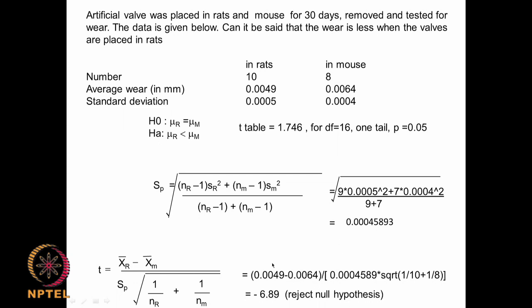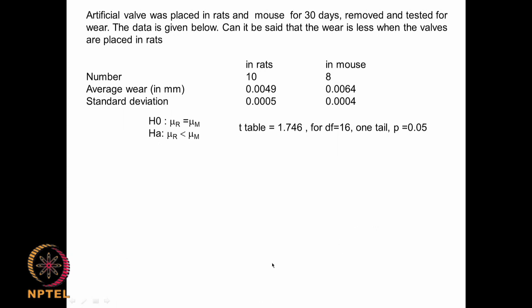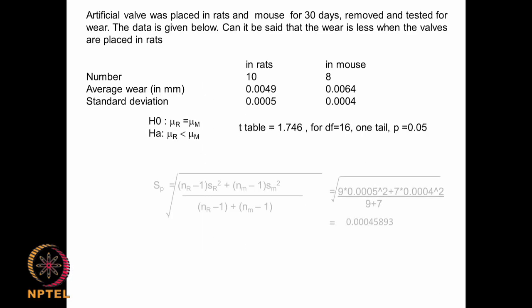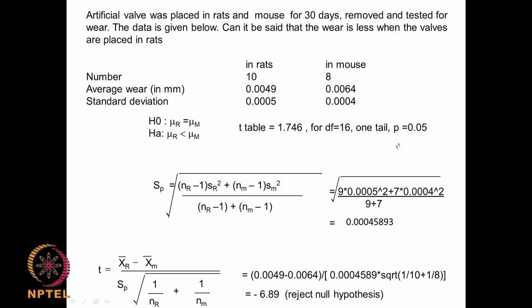Now, even if you look at 99% single tail test, well, let us look at 99% single tail test, that is, you look here, that is 0.01, okay, 10 plus 8 minus 2 is 16. So, let us look here, 2.583. Okay. So, 2.583 is still smaller than 6.89. So, even at 99% confidence interval, we can reject the null hypothesis.